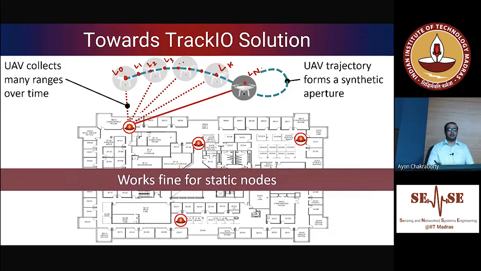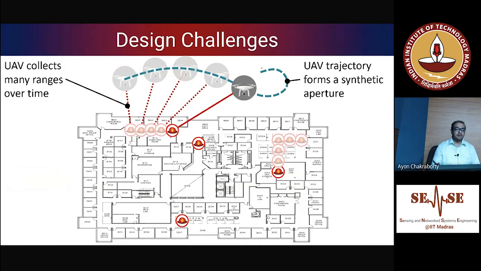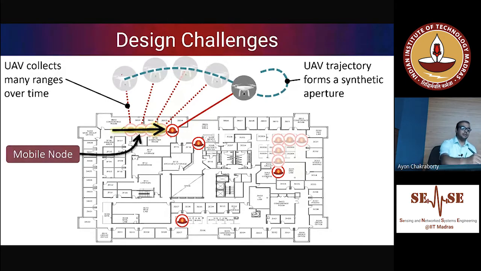Okay, so as long as the nodes are static, it doesn't move, it works fine. So what happens when the drone starts moving? Because that is the immediate next question that you will have, right? The nodes are mobile. So whenever it is mobile, the range that you are collecting when you are at location L0 and the range that you are collecting whenever you are at location LK, they are very different.